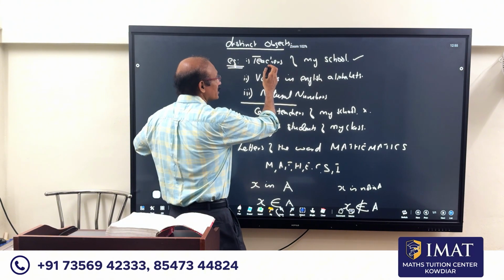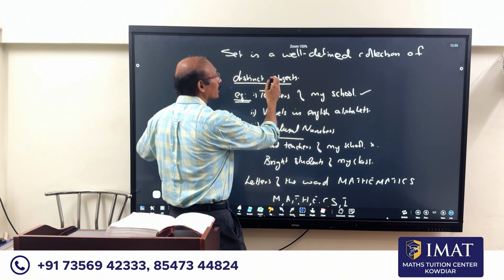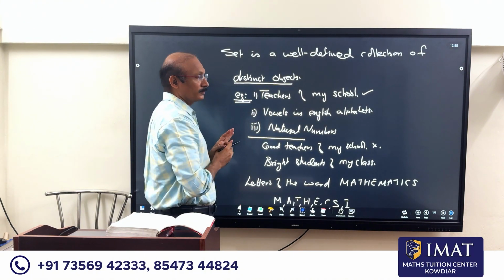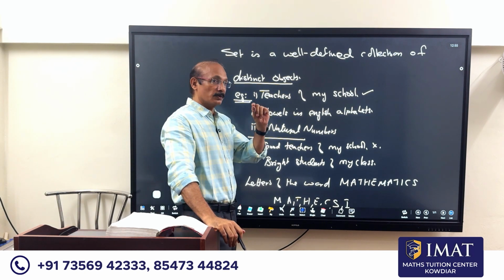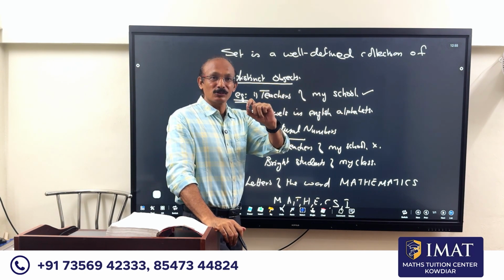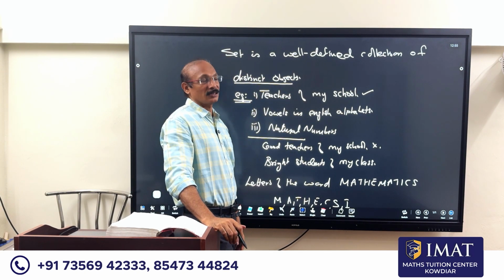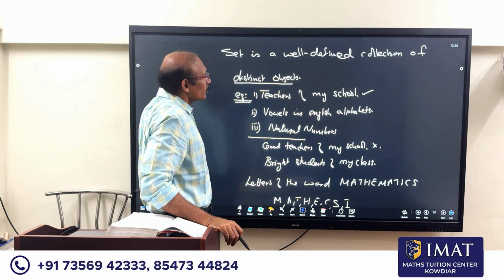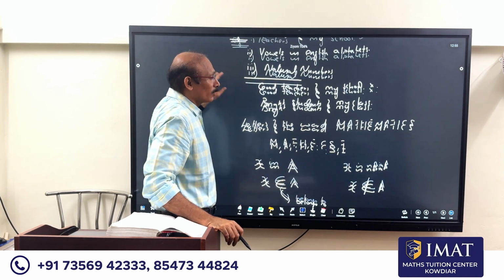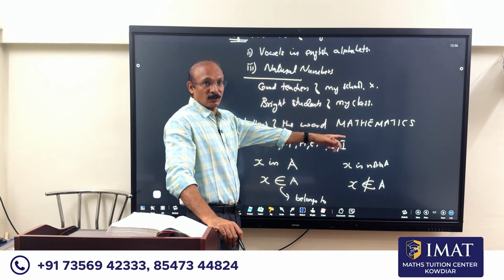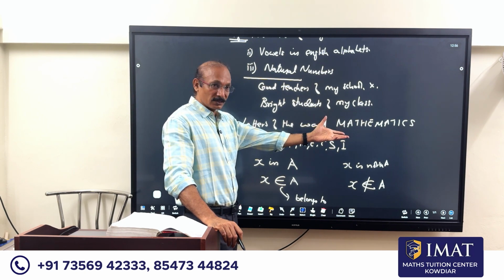What is a set? Set means a well-defined collection of distinct objects. What do you mean by saying well-defined? You must be able to say which element belongs to the set and which does not belong to the set. What do you mean by saying distinct? You don't need to write a letter more than once in the set or in that collection. I hope the point is clear.